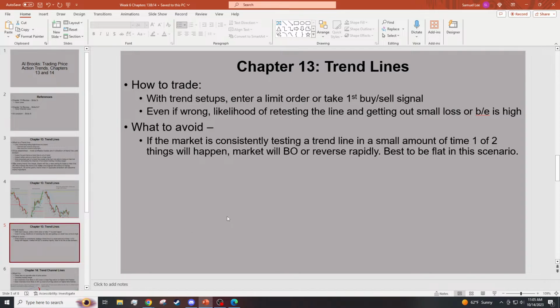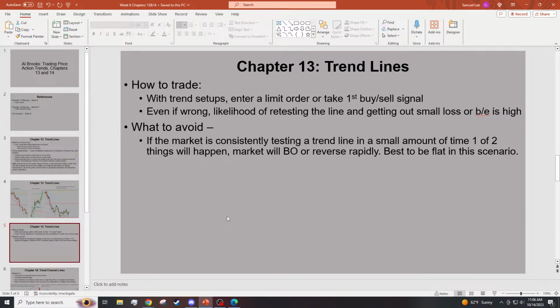So how to trade them? Trend lines often set up the most profitable trades being with trend, right? So what can you do? You can enter at a limit order, or you could take the first buy or sell signal. Because even if you're wrong, the likelihood of retesting that trend line and getting out with a small loss or break even is relatively high, above 60%.